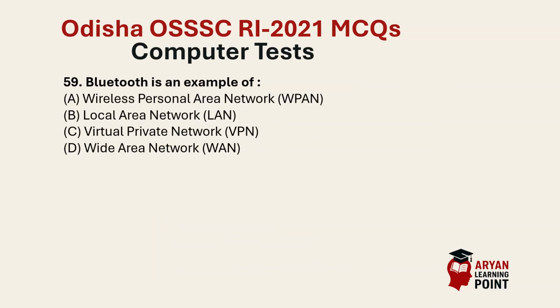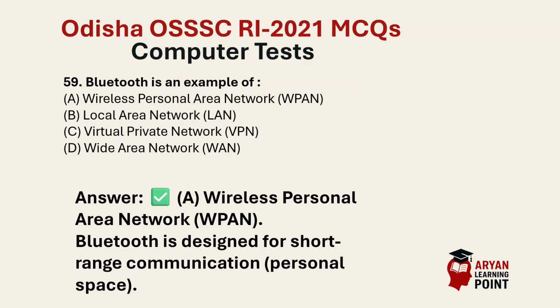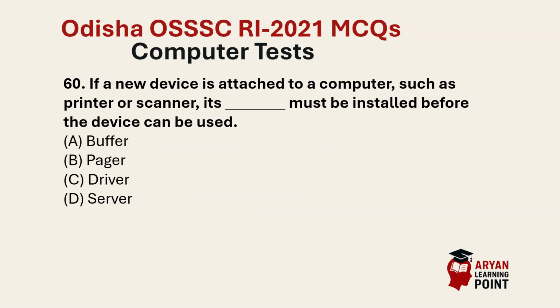59. Bluetooth is an example of: A. Wireless Personal Area Network, WPAN. B. Local Area Network, LAN. C. Virtual Private Network, VPN. D. Wide Area Network, WAN. Answer: A. Wireless Personal Area Network, WPAN. Bluetooth is designed for short-range communication, personal space.